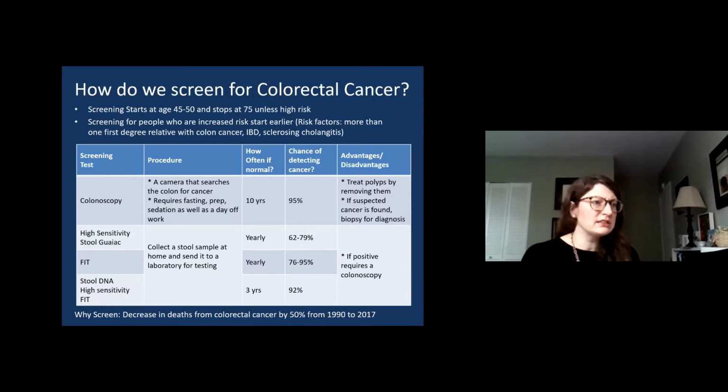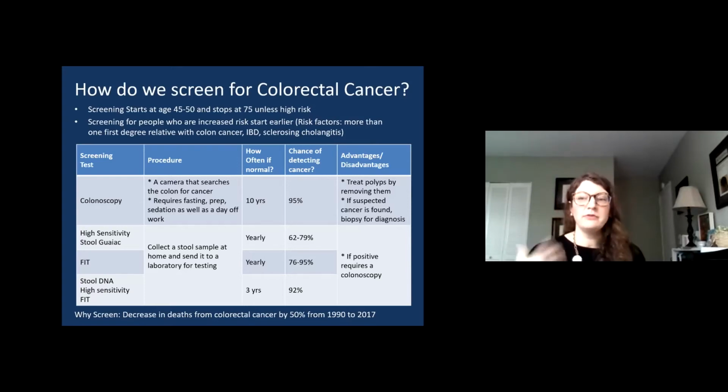And kind of the gold standard for colorectal screening has been the colonoscopy. A colonoscopy is a camera that searches the colon to see if there's any abnormal areas within that surface of the colon, or if there's any polyps, which is a small mass of rapidly dividing cells. Now, the colonoscopy requires fasting, meaning you can't eat before the procedure. It requires a prep, meaning that they give you some medicines to help clean out your bowels. And it usually requires a day off work and some sedation. So it does take some planning and some time off work to complete this screening.